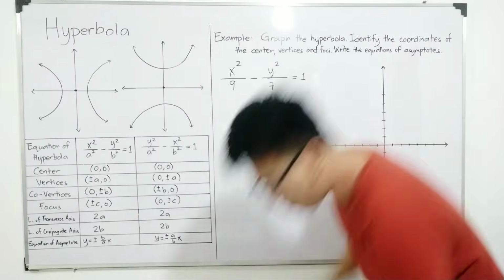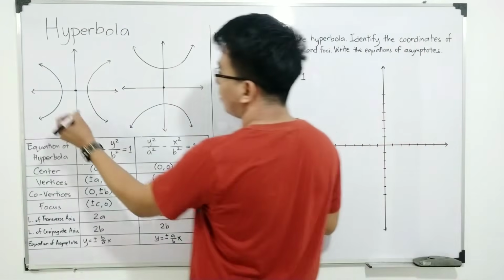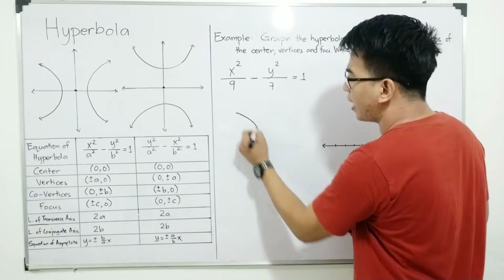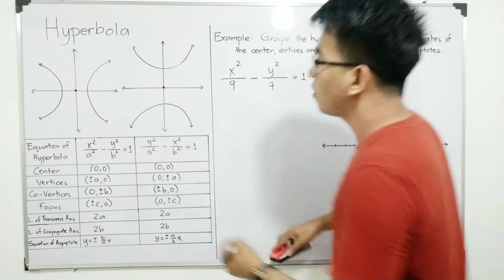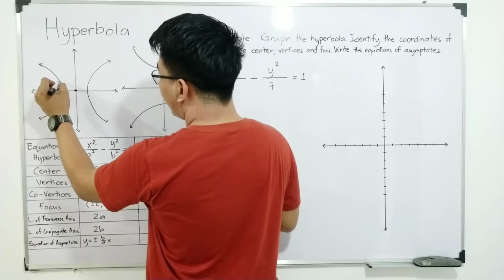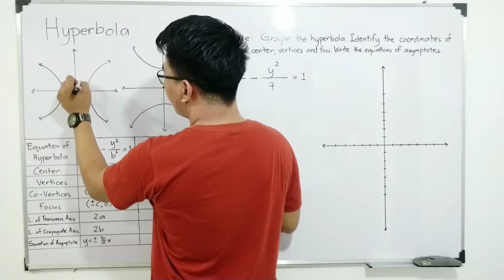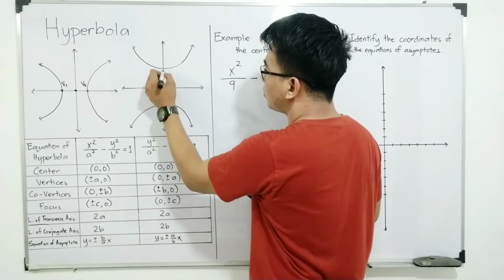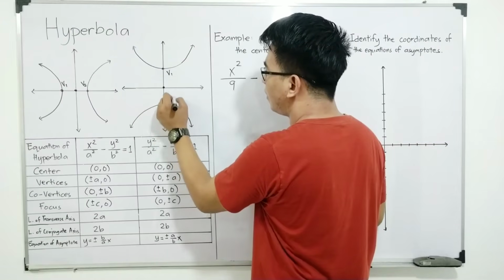Ngayon, where's the location of the vertex? The vertex is here. Di ba sa parabola natin, let's say for example, meron tayong parabola. Yung pinaka-tip niya, that is the vertex. Ganito rin dito. The vertex is here. This is your v sub 1. This is your v sub 2. And if this is the orientation, this is your v sub 1. This is your v sub 2.